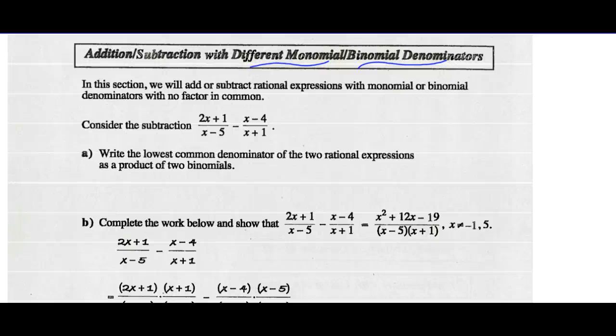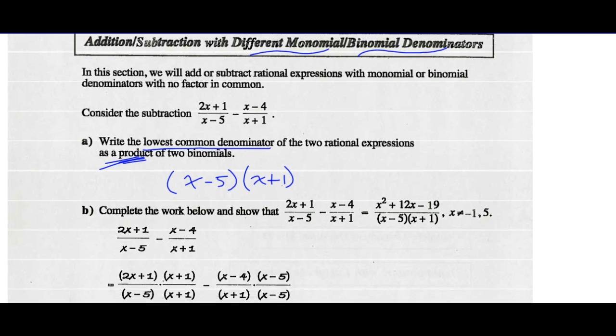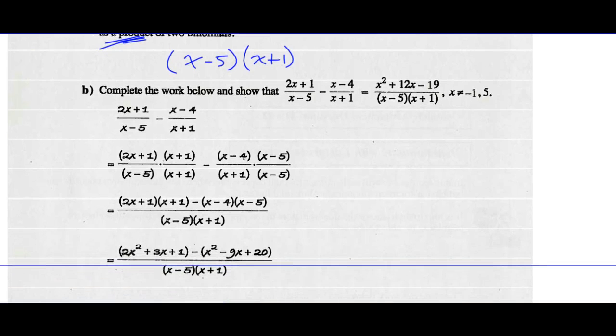So consider the subtraction of these two rational expressions. Let's write the lowest common denominator of these two rational expressions as a product of two different binomials. Well, the first denominator is x minus 5, so that's one binomial. The second denominator is x plus 1, so if I write them as a product, we're going to multiply these together. There's a product of two binomials, x minus 5 times x plus 1. So complete the work below to show that the subtraction of these two rational expressions gives us this rational expression, and it has restrictions of x can't equal -1 or +5.